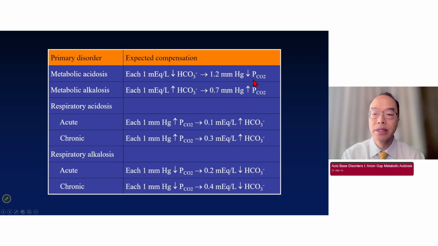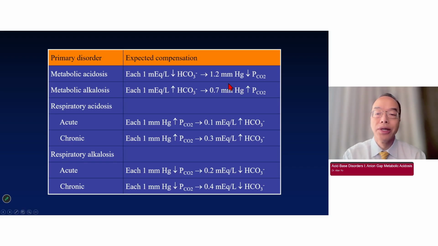you would expect the PCO2 to go down. In other words, you would hyperventilate to try and breathe down the CO2 and correct that acidosis, something that we often call Kussmaul's breathing. And the actual quantitative amount is expected to be about 1 milliequivalent decrease in bicarbonate, causing about a 1.2 millimeters of mercury decrease in PCO2. And in fact, the respiratory response to metabolic acidosis is one of the most reliable.